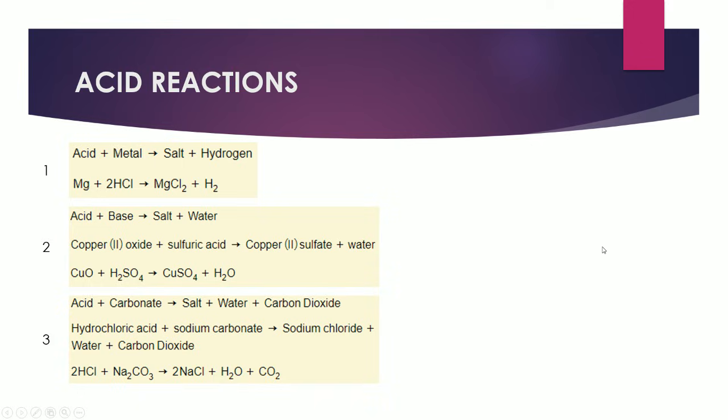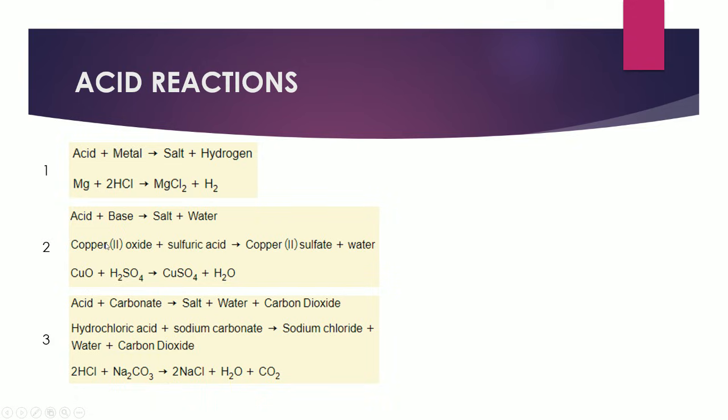So, when we take a look at the properties of acids, there are three main reactions that Cambridge wants you to be able to recall. Acids plus metals will always give you salt and hydrogen. In this example, magnesium will react with hydrochloric acid, and the salt will be the metal ion combining with the chloride ions, and therefore you get magnesium chloride along with hydrogen.